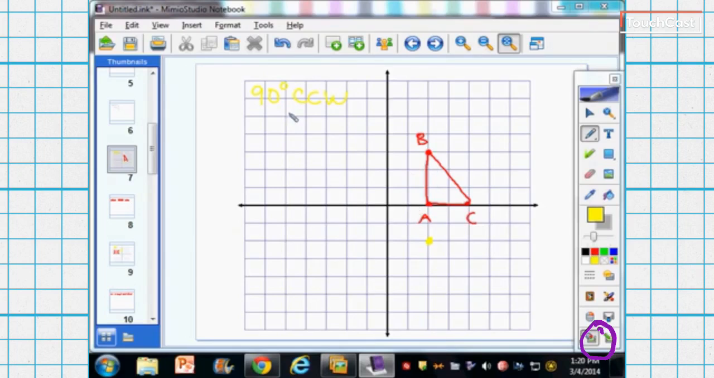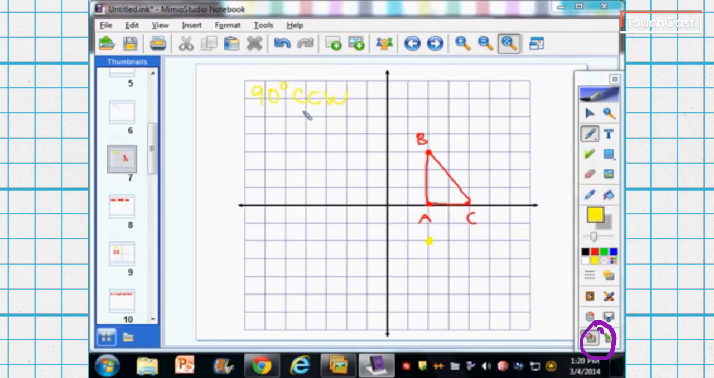Okay, let's get her started. Hold on, for some reason there's no sound. Okay. The one that's rotating about the origin.